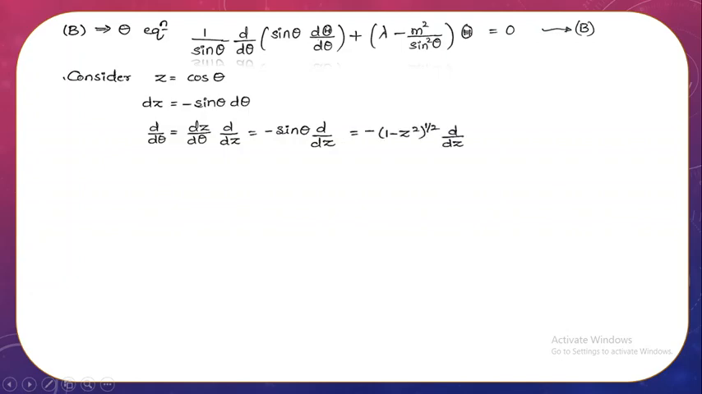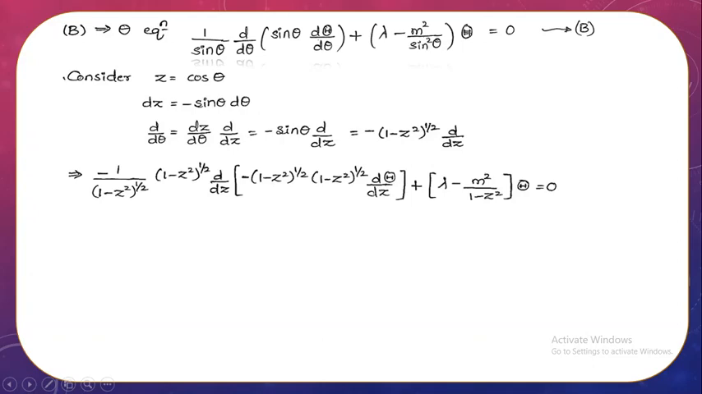Then from this equation we can write the value of sine theta. Sine theta can be written in terms of cos theta, that is, 1 minus z square whole raised to 1 by 2. So that is a standard equation. Sine theta is nothing but the square root of 1 minus cos square theta. The same thing, cos theta is represented as z here. So substituting, we get d by d theta as minus square root of 1 minus z square into d by dz. Now we need to substitute all these values in equation B.